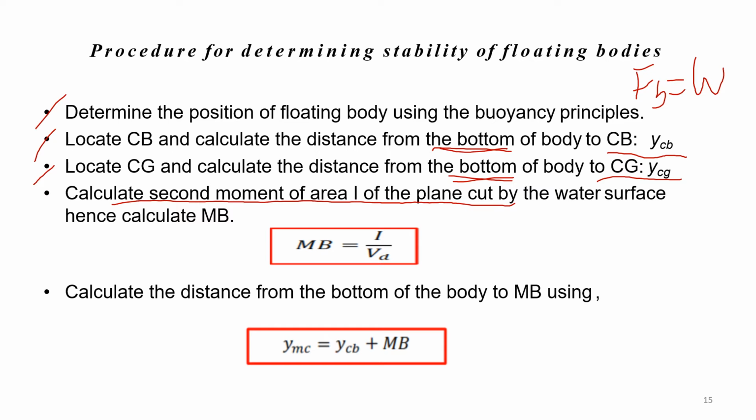Okay, this one, kena kira the second moment area that is immersed in the object. Then, using the formula MB equals second moment area divided by displaced volume. Then lastly, you need to calculate the distance from the bottom of the body to the MB. When we get this one, we need to use the formula YMC equals YCB plus MB.